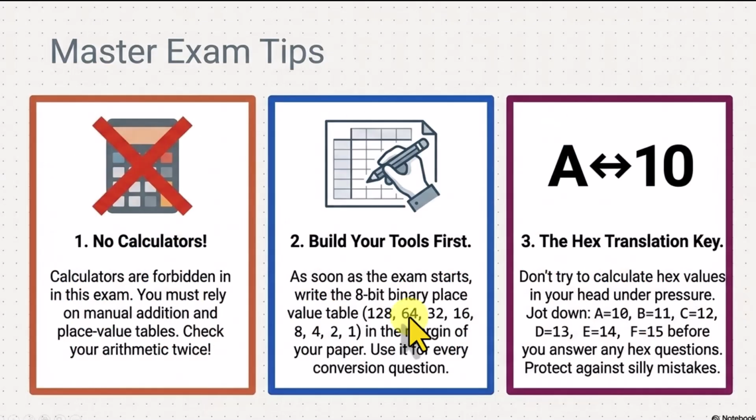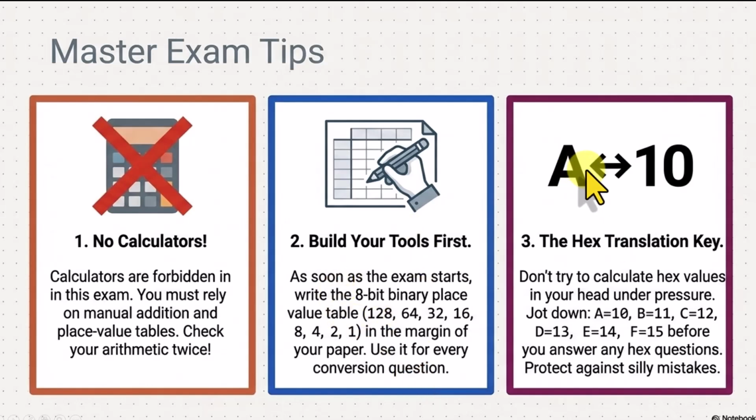Now, exam tips. No calculators are allowed, so you have to be very careful about the place value tables: 1 2 4 8 in binary, and in hexadecimal, 1, 16, 256, multiplying by 16 every time. Build your tools first. As soon as the exam starts, write the 8-bit binary place values first: 1 2 4 8 16 32 64 128 in the margin of your paper, and use it for every conversion question. Do not guess.